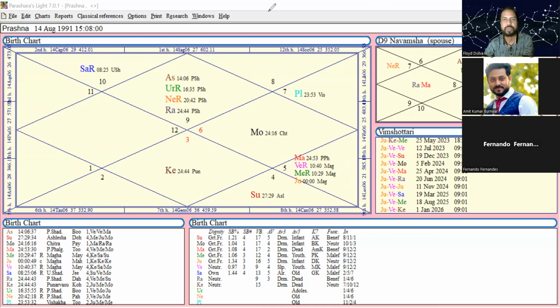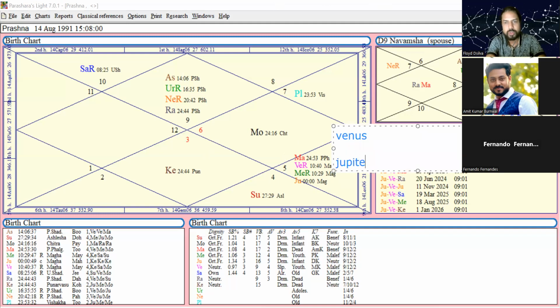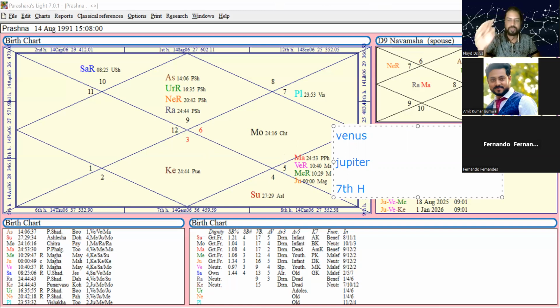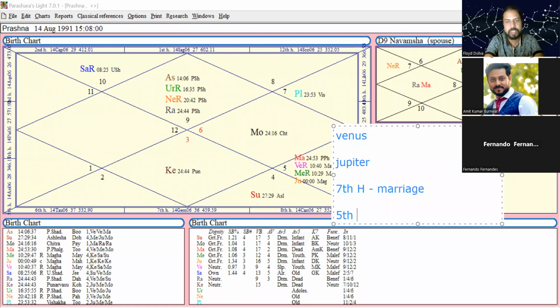So we discussed two things so far. One is the role of Venus, the other is the role of Jupiter. Venus is the wife, Jupiter is the husband. Now, which is the house we look at for marriage? Seventh house. Which is the house we look at for romance? Fifth house. These are standard meanings. Of course, when we do a detailed class, we look at the details of the houses, but otherwise I'm giving a very simple way to understand this.